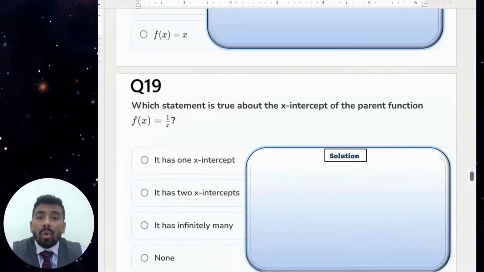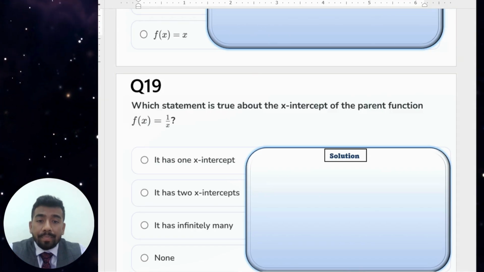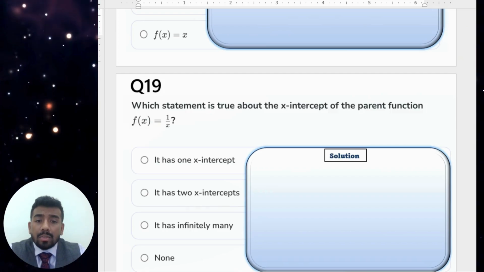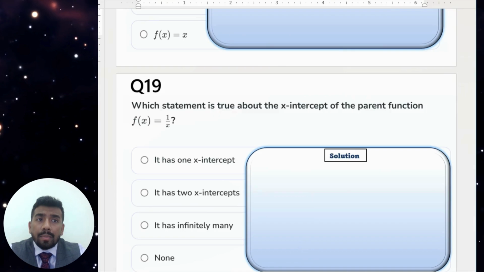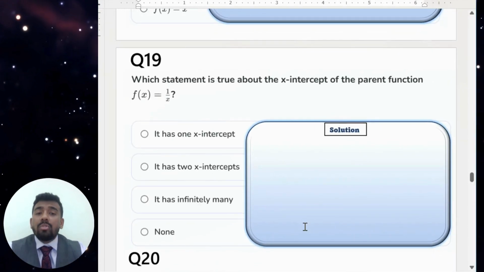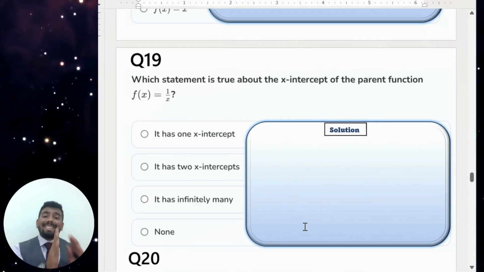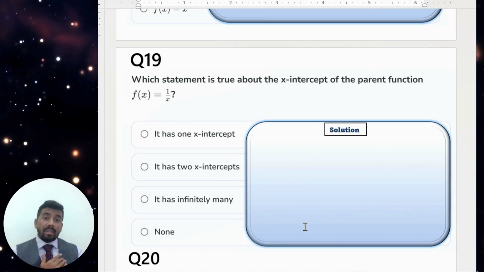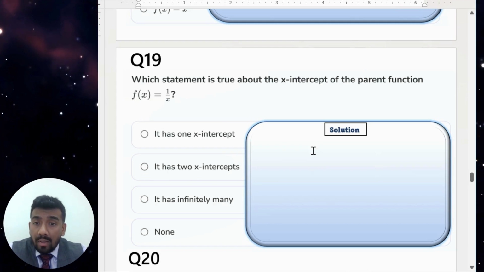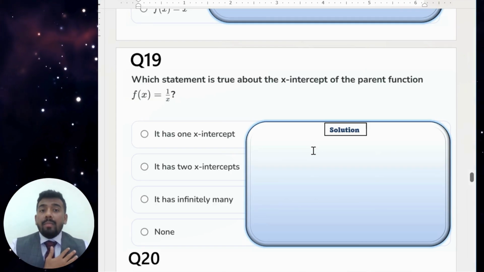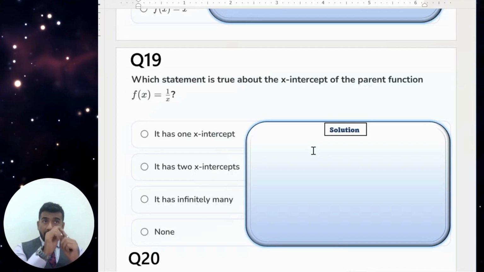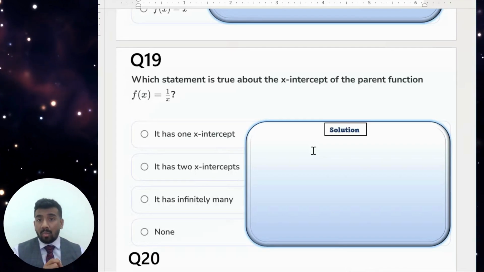Which statement is true about the x-intercept? Okay, about x-intercept of the parent function. What do you mean x-intercept? Means where does it touch the x? Now 1 over x is a reciprocal function. So any value where it touches the x means what? At that value it should be 0. The y should be 0.